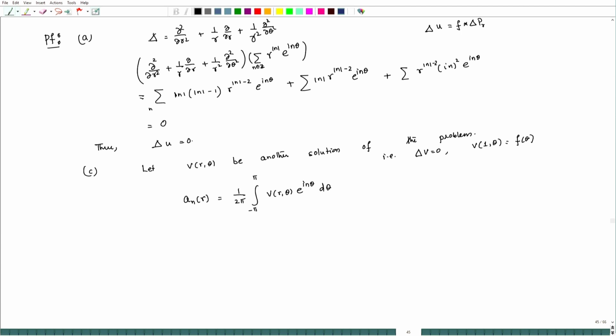Now, if I act this Δ on V, that means I am going to get the second derivative, and from this what we are going to get is that a_n''(r) + (1/r) a_n'(r) − (n²/r²) a_n(r) is equal to 0.